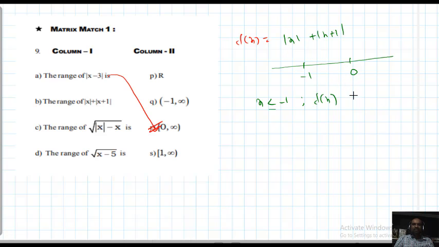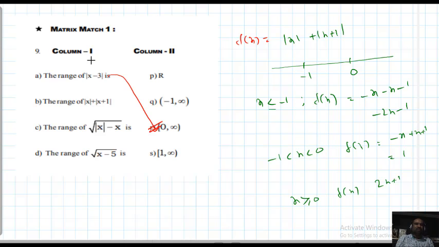This is the negative case, no? Minus x minus 1 minus 2x minus 1. So minus 1 less than x less than 0 case. What happened to f of x? There is minus x plus x plus 1, that is equal to 1. So x greater than or equal to 0, 2x plus 1, that is f of x. So what can I write here? Now f of x has 3 pieces.